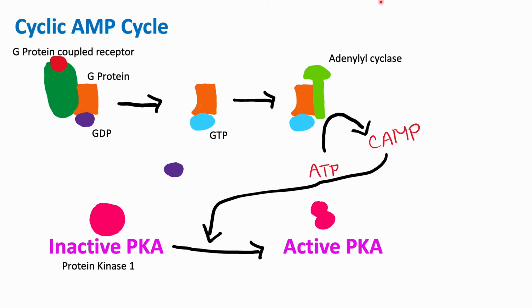The cyclic AMP cycle, or the cyclic AMP mechanism, is a process in which a signal can cause some sort of a change within a cell. That change could be chemical, it could be behavioral, it could be physical, but it all starts off with this signal. Now, remember that the signals received by a cell can come from various sources.